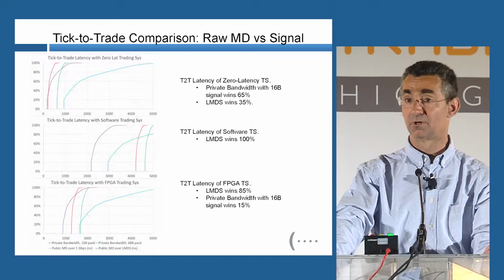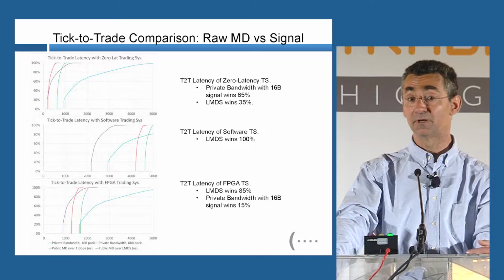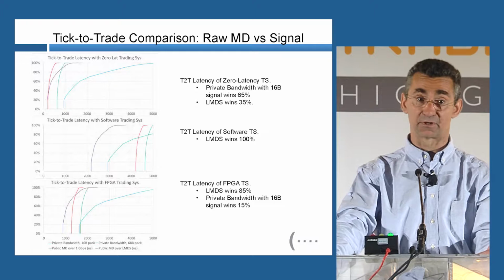And the two steeper ones are the two signal sending ones. So the interesting factor is, even if you assume zero latency in the processing layers, the raw data at 7 gigabits wins over private signals about a third of the time. It doesn't win by much, but it does win by a little bit.